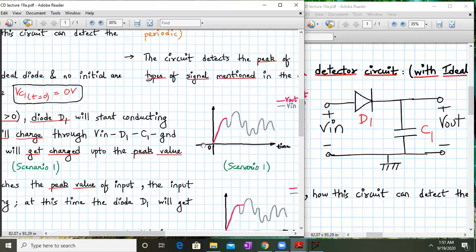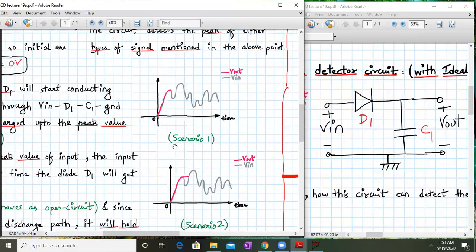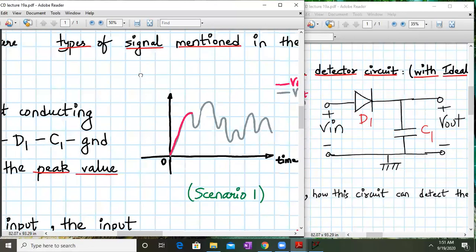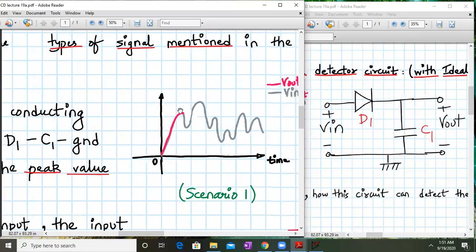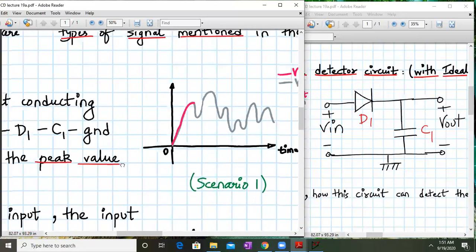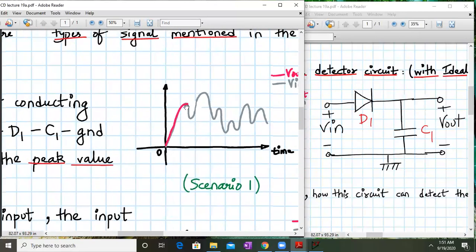So up to what value can the capacitor charge? Let's say V_in is increasing. So this is scenario number 1. V_in is increasing, and it reached the peak value. So the capacitor can charge to the peak value of the input voltage. So it will keep on charging. But now suddenly the input peak has been reached. Now the input starts to decrease. So whenever the input starts to decrease, what will happen?